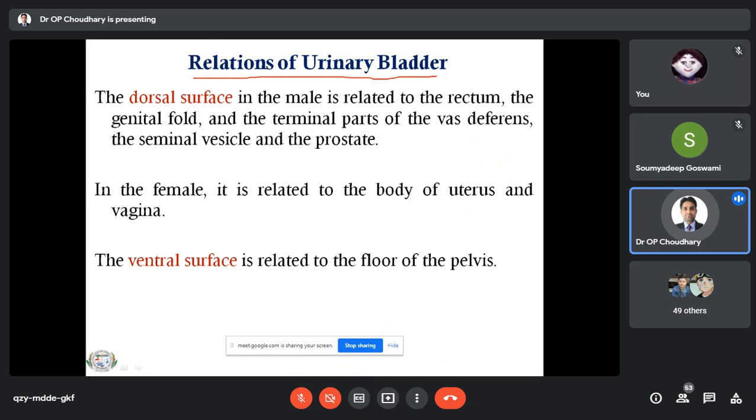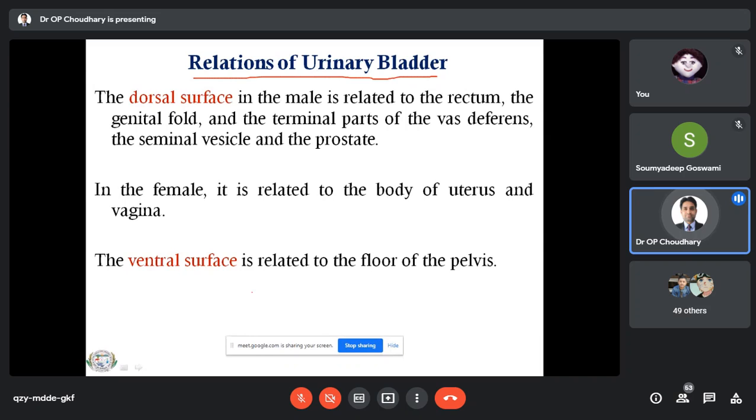Then what are the different relations of the urinary bladder? Relations of the urinary bladder means what are the different organs which are present above or below the urinary bladder. This is very, very important.